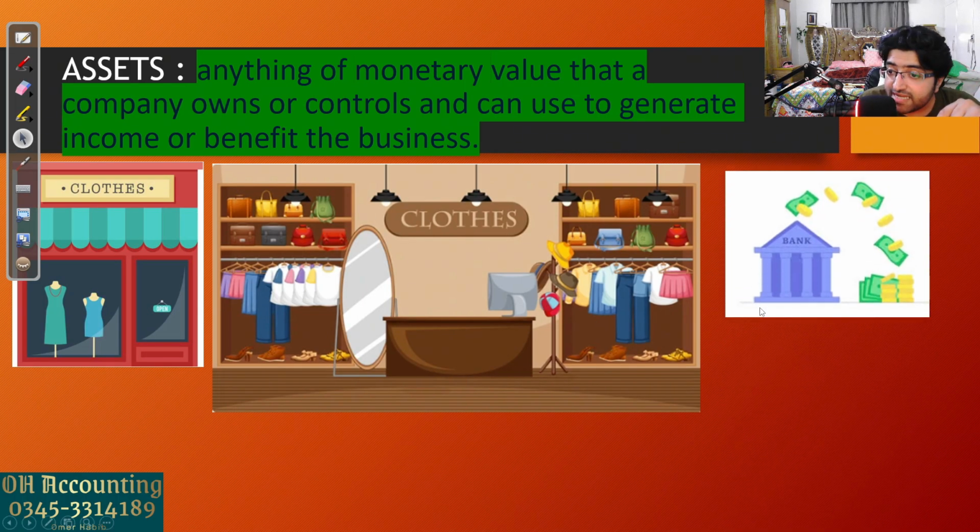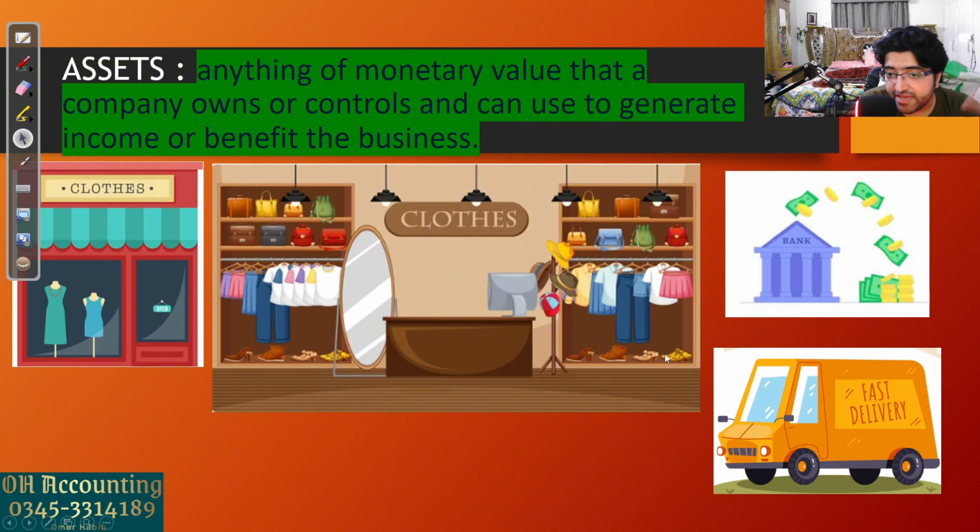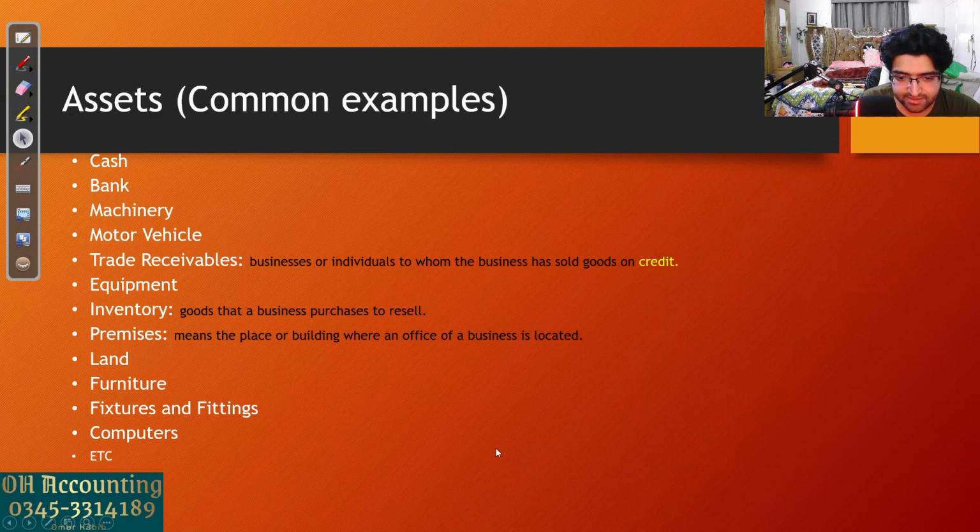What else? Money in the bank account of the business is also an asset, and similarly cash with the business in the drawer. Maybe in this table there is a drawer and they have kept cash in it. That cash is also an asset. And then obviously a delivery vehicle. If you're delivering goods, if you're providing deliveries to customers, you will need a vehicle for that. That is also your asset because it's owned by the business, it has monetary value, and it is providing a benefit or helping the business generate income. So it satisfies the definition. That's why it is an asset.